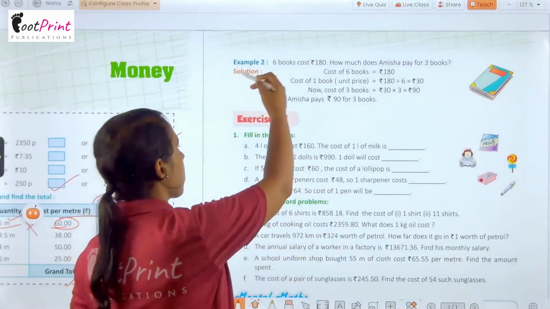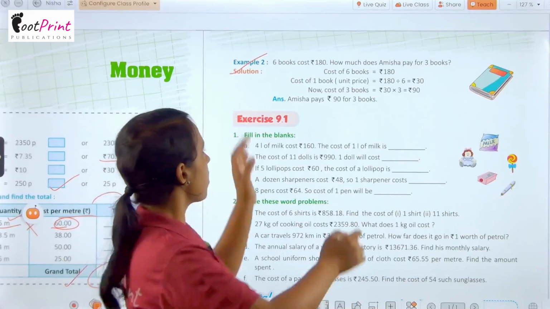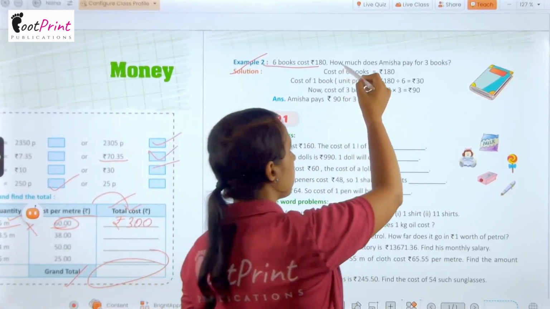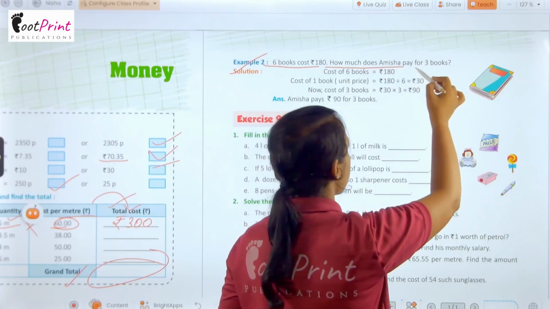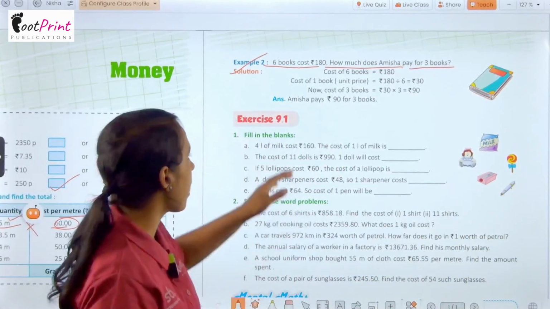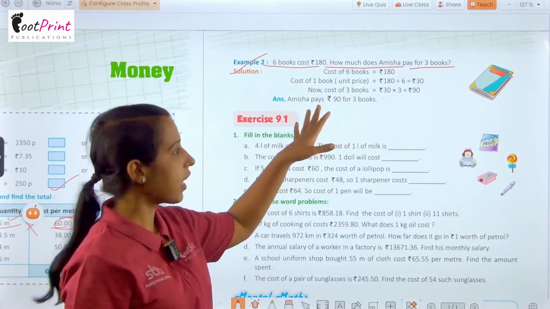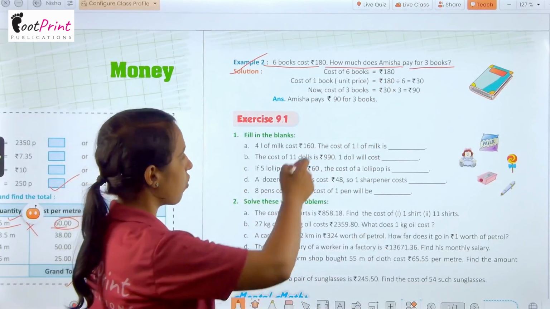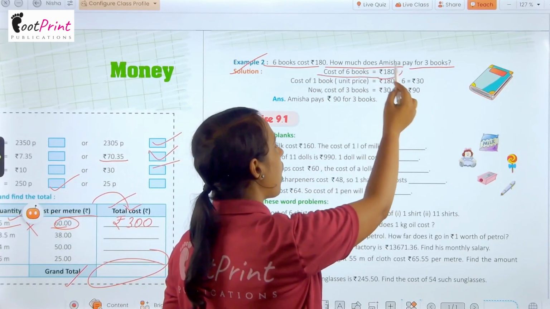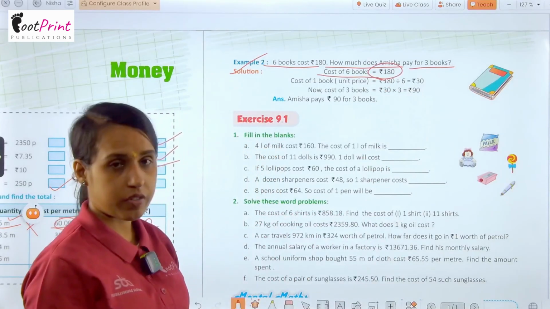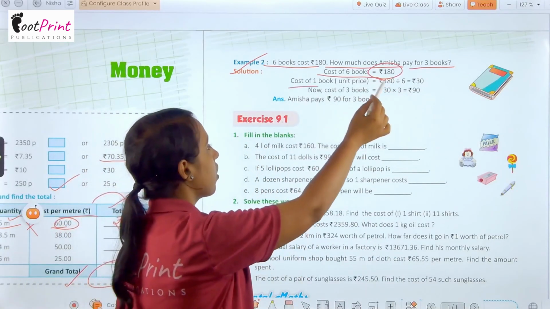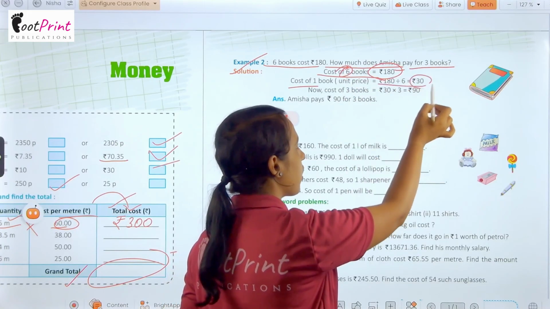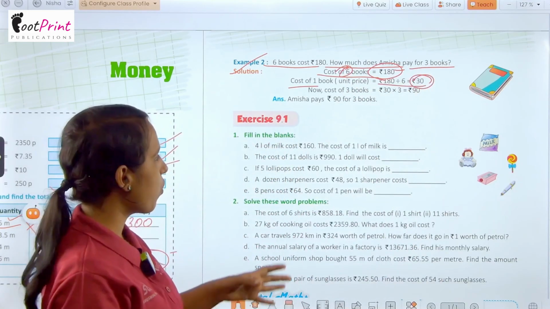And here we have example number 2. In this question, 6 books cost 180 rupees, and we have to find how much Amisha pays for 3 books. Here the cost of 6 books is 180 rupees. So first we find the cost of one book. It is 180 divided by 6, so we get 30 rupees, meaning the cost of one book is 30 rupees.